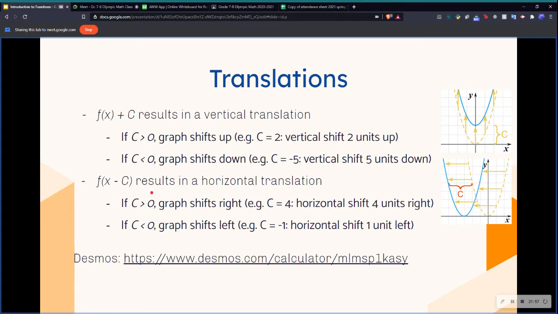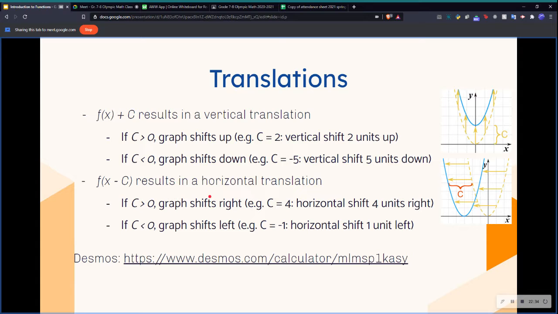If c is greater than 0, say c equals 4, this will be f of x minus 4, not x plus 4. Make sure you get that correct. If c is bigger than 0, the graph would shift right, so you would have a horizontal shift 4 units to the right. And if c is smaller than 0, that's the next case, you have a shift going left. If c is -1, this will be f at x plus 1, not x minus 1. Make sure you get that correct. So this will be f at x plus 1, and you get a horizontal shift 1 unit to the left.